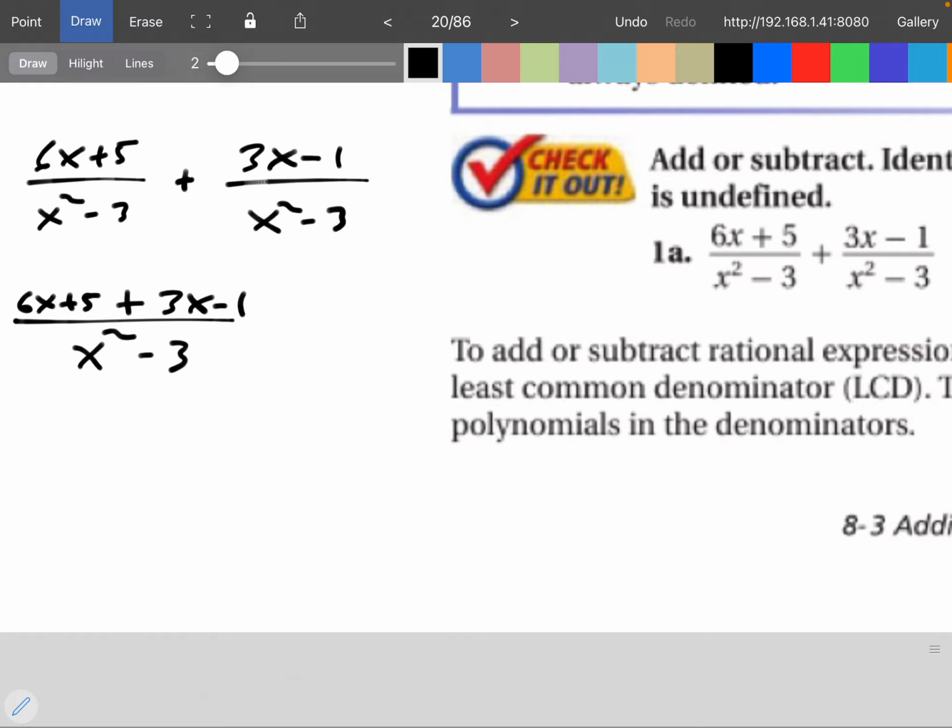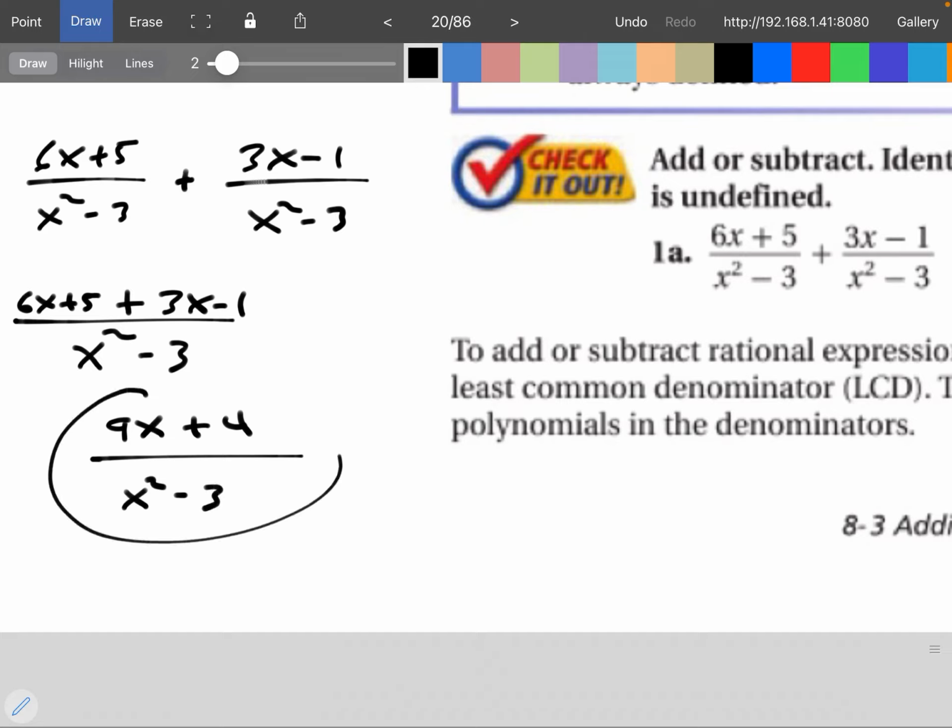So what do we got up there on the numerator? Can anybody tell me? How many x's do we have? Yeah, we have 2x terms there, but we got 6x's plus 3x's. So we got 9x's. And then we got a plus 5 minus 1. So plus 4. And then that's over our common denominator of x squared minus 3. And that's it. So that's not too bad, right? These don't get messy until you got to make a common denominator.